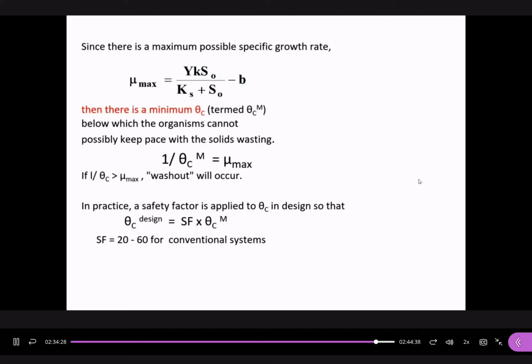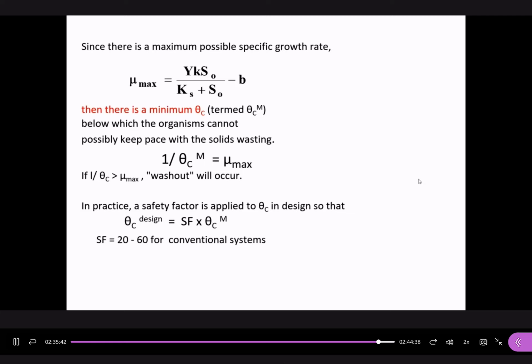Mu max. Earlier we said that the maximum mu will be YK minus B, when S is much larger than KS. But here for our wastewater treatment, S is not a random number. The maximum S will be S0, substrate concentration in the influent. That is the maximum S we can get. So here the maximum mu will be this term. It's not Y times K minus B. So this is mu max, because mu is 1 over theta C. When there is a mu max, there is a theta C minimum.